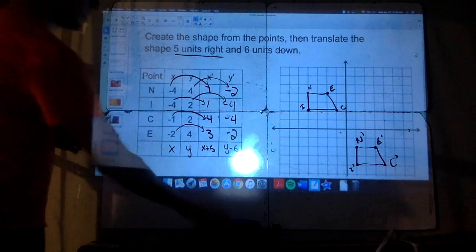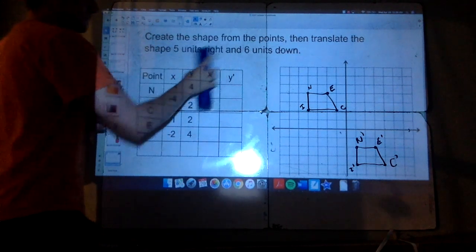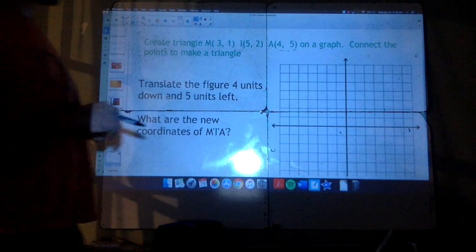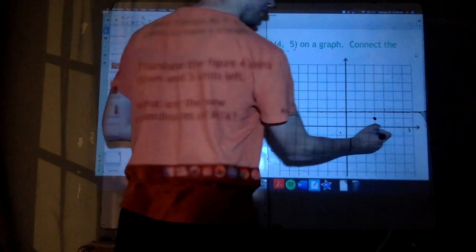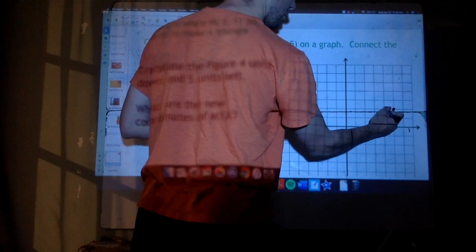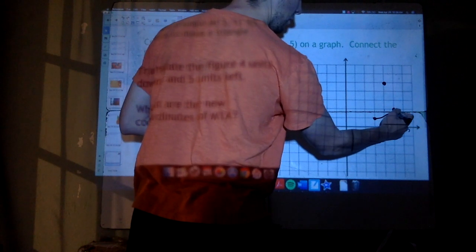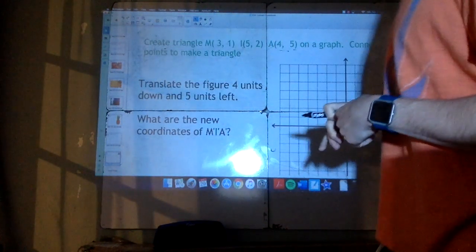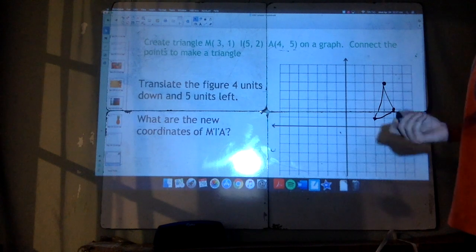So if we're going to continue with that idea, as we move on, here we have a triangle, MIA, and we have point M is 3, 1, point I is 5, 2, and point A is 4, 5. So we have a triangle right here. And it says connect the points to make the triangle. So we're going to move it 4 down and 5 left.